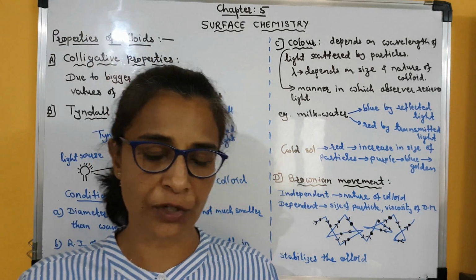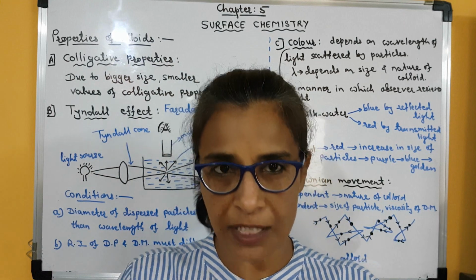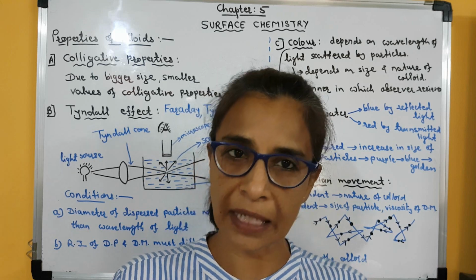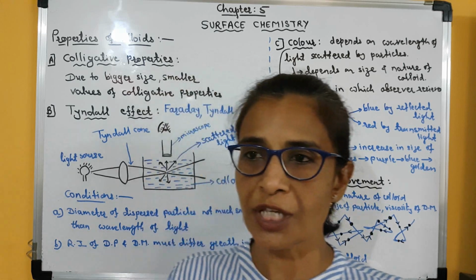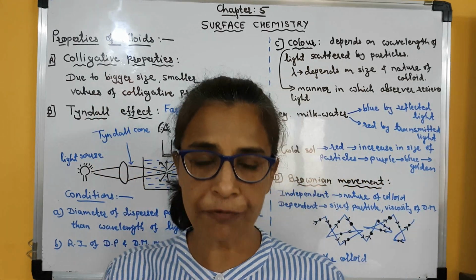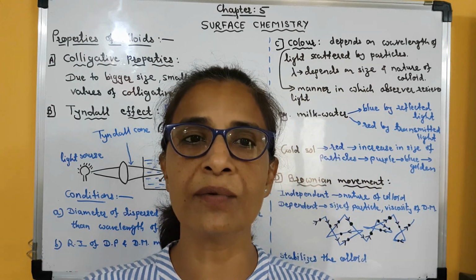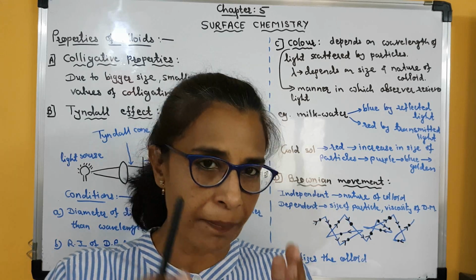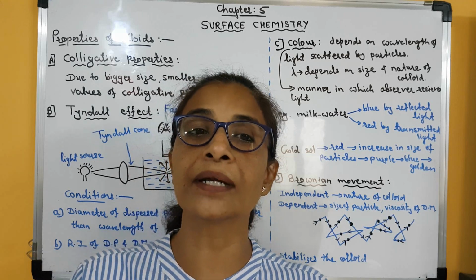In the chapter of solutions, we have studied 4 colligative properties. The first one is the lowering of vapor pressure, then the second is elevation of boiling point, then depression in freezing point, and then osmotic pressure. Here also the same colligative properties we can apply to the colloid, but the difference is, in a true solution, we know that the particles are very small in size, so that we cannot see them. But in colloid, the particles are comparatively larger in size. Why? Because they are bigger aggregates.